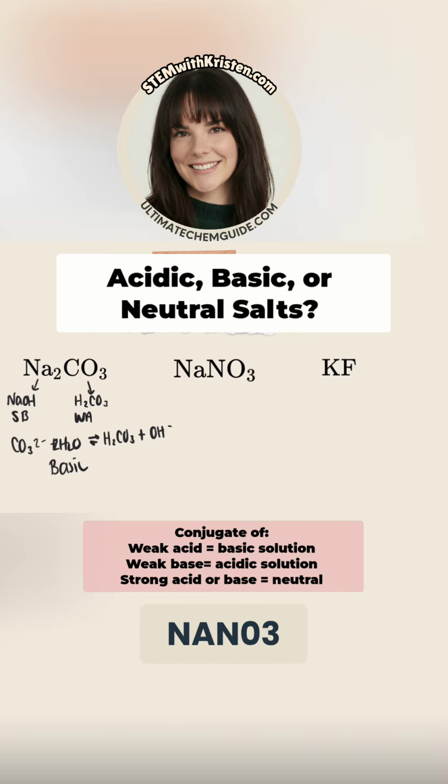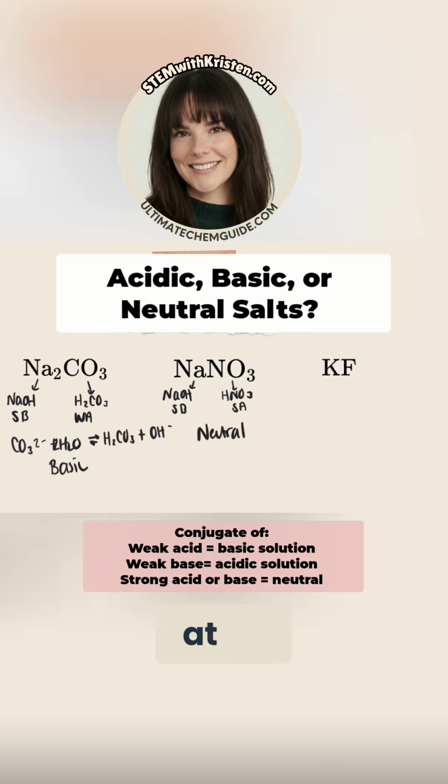If we look at NaNO3, Na is the conjugate of NaOH again, which is a strong base. And NO3 minus is the conjugate of HNO3, which is a strong acid. So this one would actually be neutral.